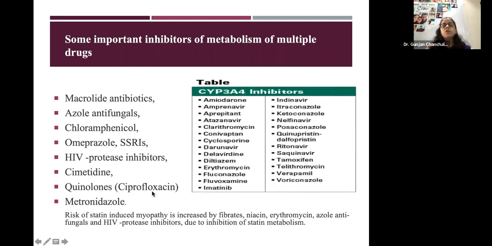So these are again the list of inhibitors that are there. Amiodarone is also one of the important inhibitors that we commonly use in the ICU. Then cyclosporin, clarithromycin, verapamil. These are antihypertensives. Voriconazole, as I said, it is also a very protein-bound drug. So it is most commonly a drug which will have drug-drug interactions in the ICU.